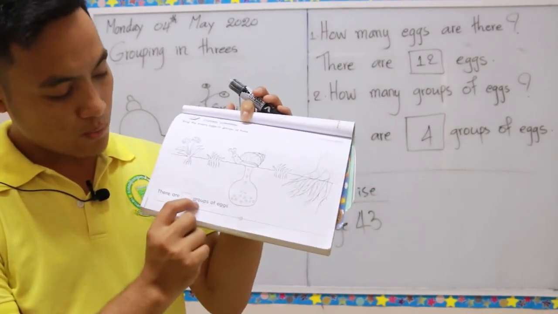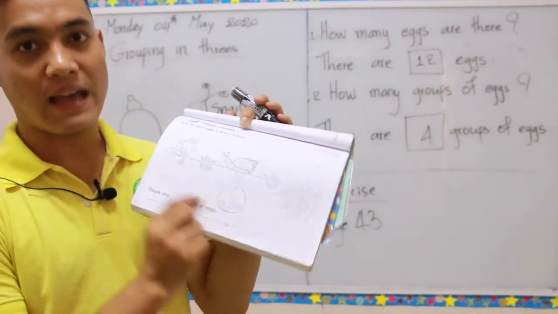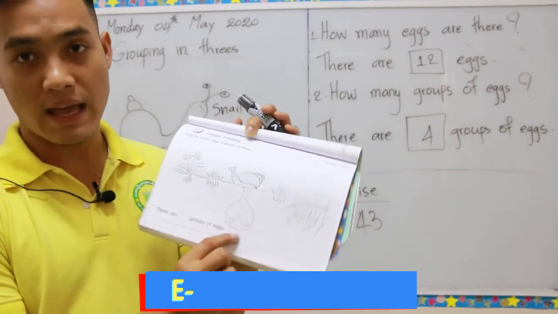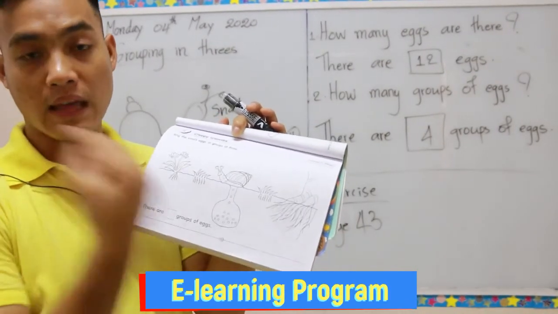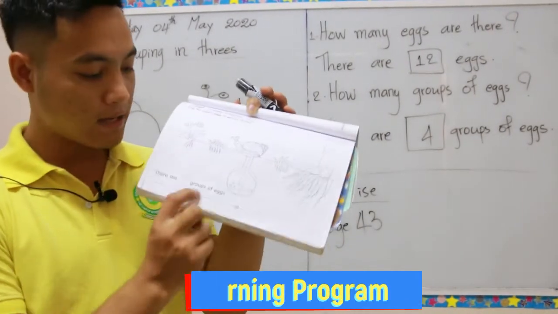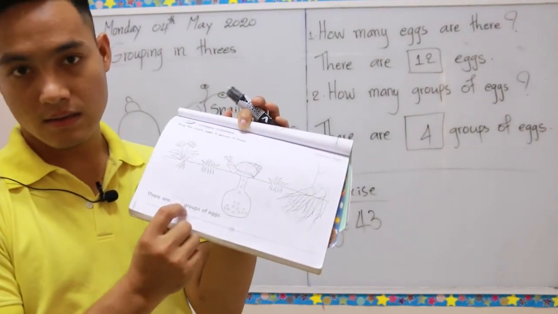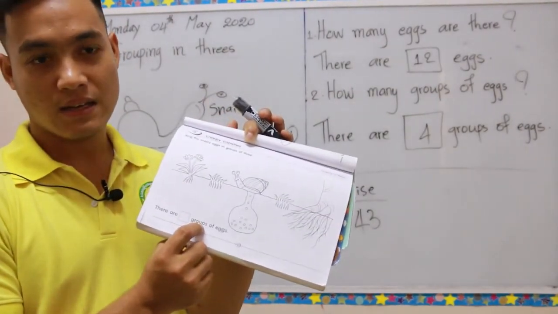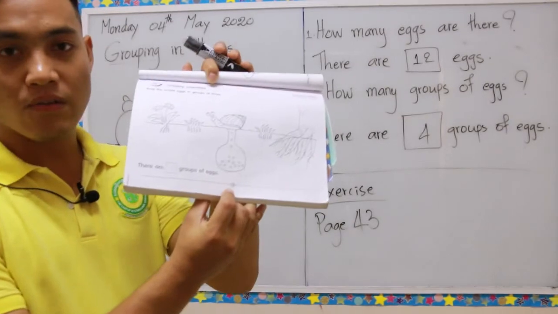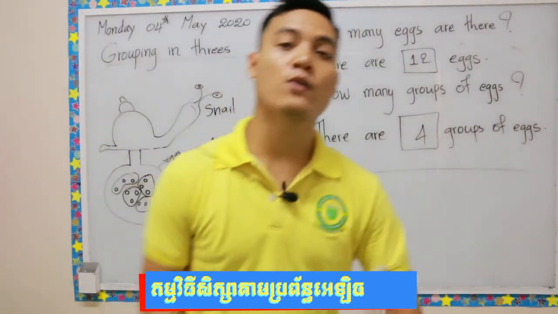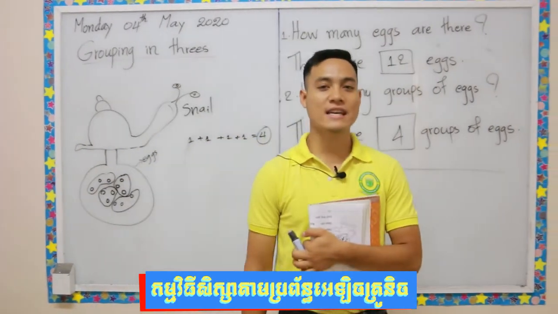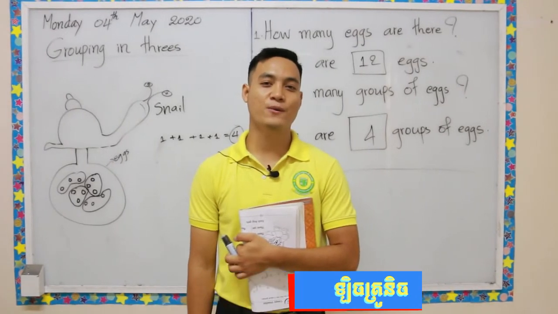There are groups of eggs. So how many groups of eggs? Okay, how many groups of eggs? Please count or group in 3s and complete the answer right here. So that's it for your exercise on page 43 and your lesson for video 2. And thank you for watching, and see you in the last video.